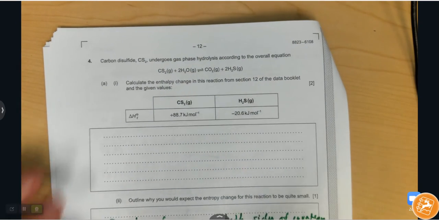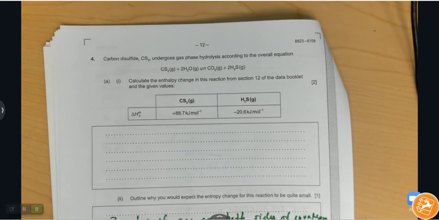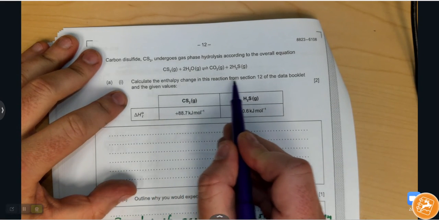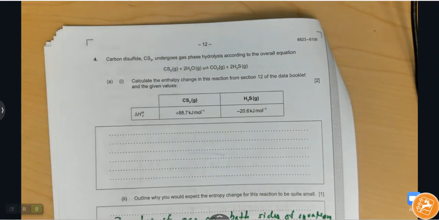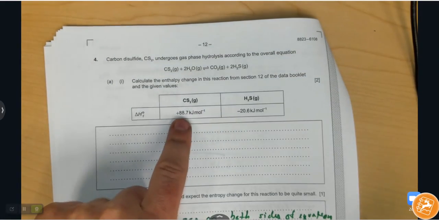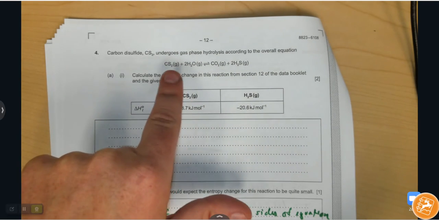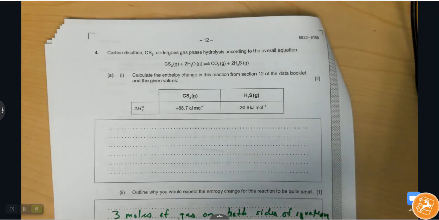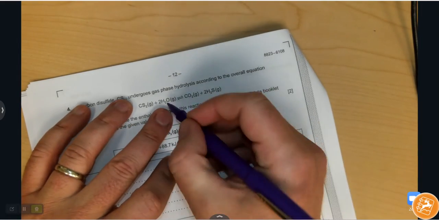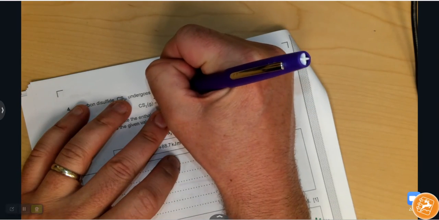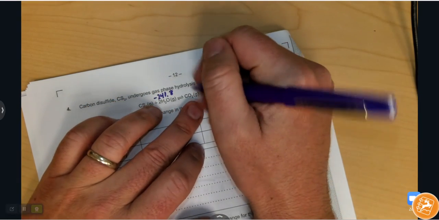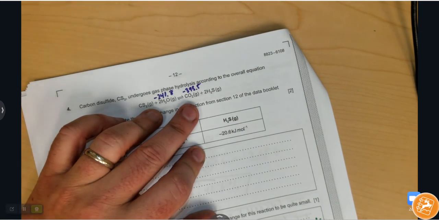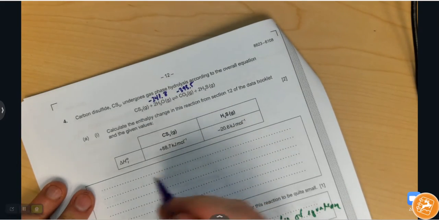All right, question number 4 says carbon disulfide undergoes gas phase hydrolysis according to the overall equation. So there's an equation there. Calculate the enthalpy change of the reaction from section 12. All right, so we're going back to section 12 here. We're given two values. I suspect that the other two values aren't given to us because they're in the table. So I'm going to write those values up here. For steam, it's negative 241.8. And for carbon dioxide it's negative 393.5. If it's section 12, it's always products minus reactants.